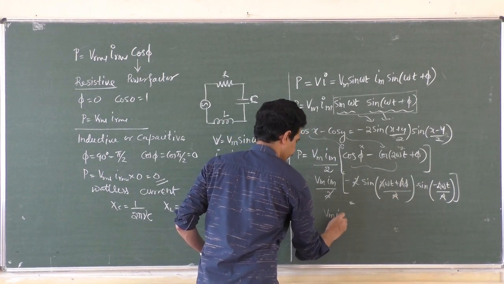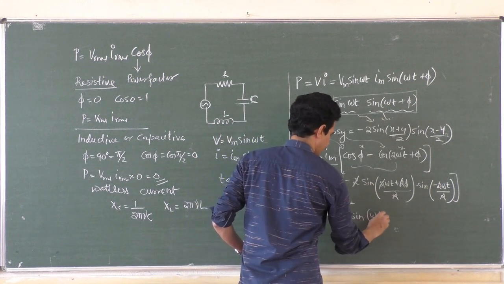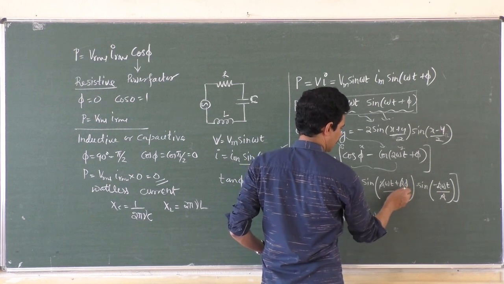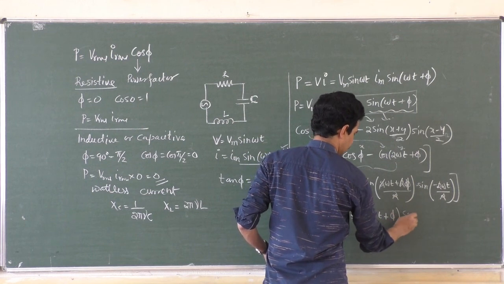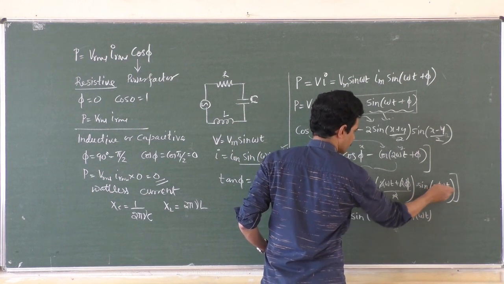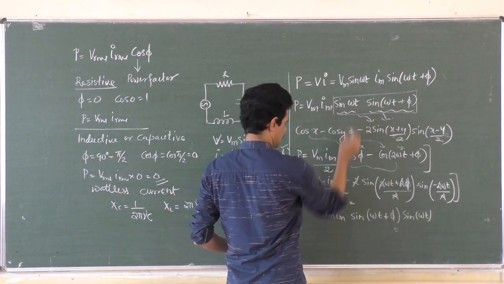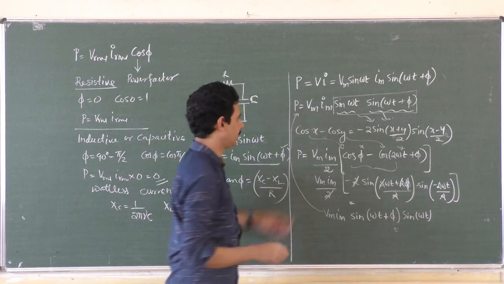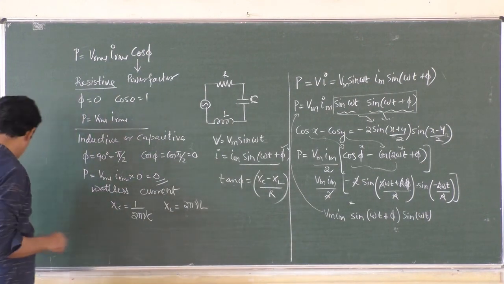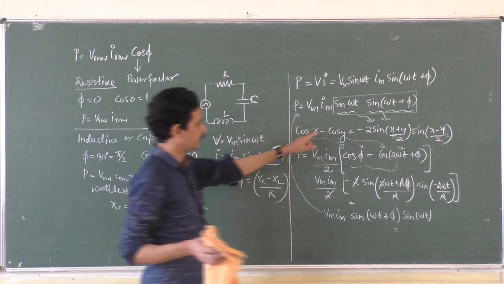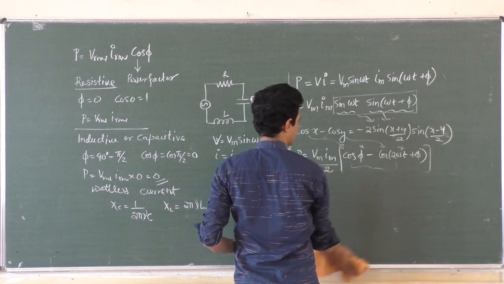Vm Im into sine omega t plus phi, sorry, omega t plus only 2 gets cancelled, phi will remain, omega t plus phi, and sine omega t. Of course, sine of minus omega t is minus sine omega t, that minus gets cancelled with this one. So we get back the same equation, Vm Im sine omega t plus phi sine omega t. I just proved that the equations are same. So you will get it back if you use this equation, and finally you will arrive at this equation.